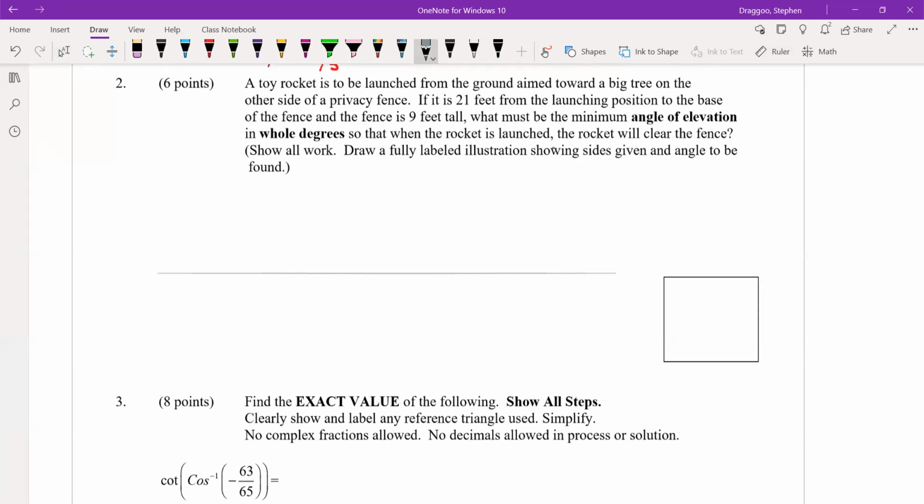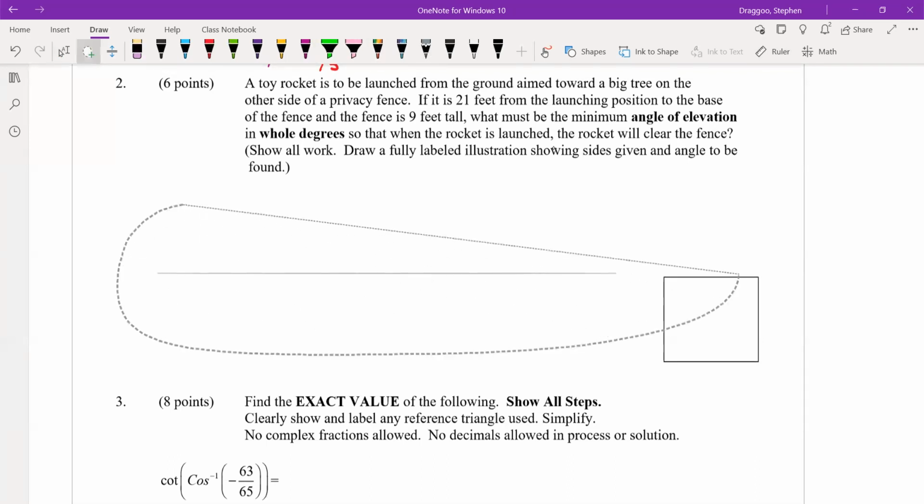So I'm going to draw the ground in. We're aiming this thing at a tree. So maybe I should come over here and draw a tree.